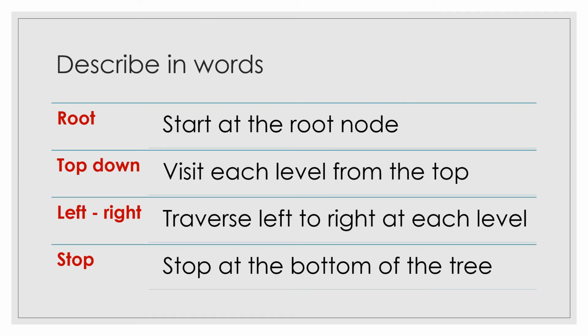They might ask you to describe in words what a breadth first traversal is. Basically, we start at the root node, we visit each level going down from the top, and at each level we go from left to right, and we stop obviously when we reach the bottom of the tree. Pretty easy.